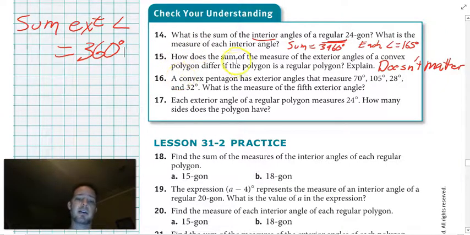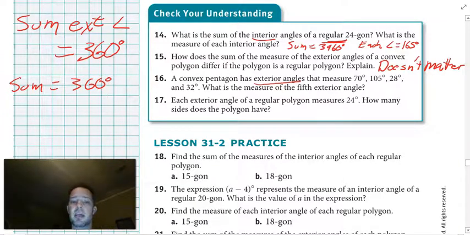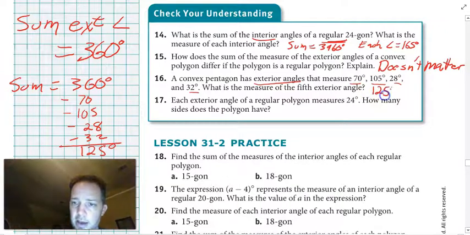Number 16 says a convex polygon has exterior angles that measure 70, 105, 28, and 32. What is the measure of the fifth exterior angle? Well, because we're dealing with exterior angles, it doesn't matter how many there are. We know that there's going to be a sum of 360 degrees. If it's a pentagon, there are 5 angles, so we're only missing one of them. And if we know 1, 2, 3, 4 of them, I can subtract off the ones that I do know and see what I'm left with for the last angle, because that last angle has to add up to the sum of 360. Plug that in our calculator, and we end up getting 125 degrees left for the last angle. So the last angle has to be 125 degrees.